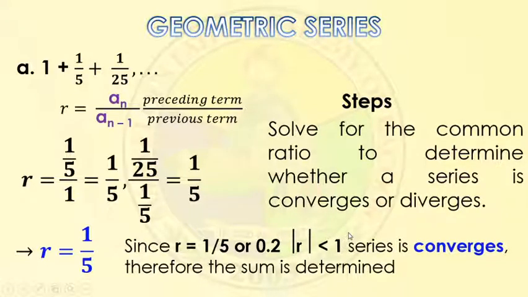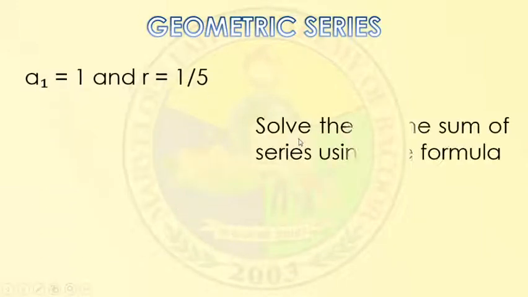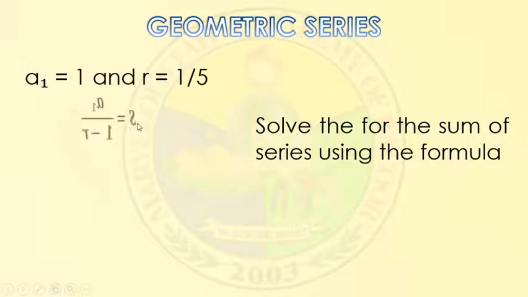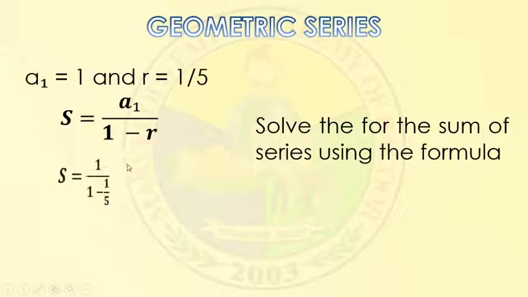Therefore, if the series converges, the sum is determined. Okay? Kapag converges yung ating common ratio, ibig sabihin nun, kayang-kaya niyang isolve yung sum ng ating series. So, using now the first term and the common ratio, we're going to substitute the given in our infinite geometric series formula. Okay? So, S equals the first term over 1 minus R. So, substitute lang natin. So, 1, yung first term natin, over 1 minus 1 over 5.